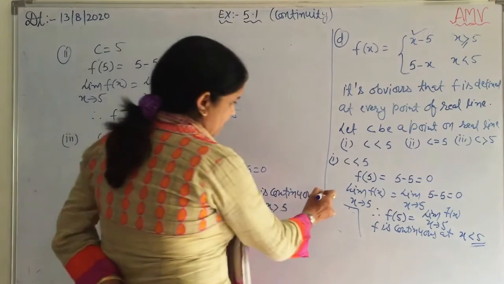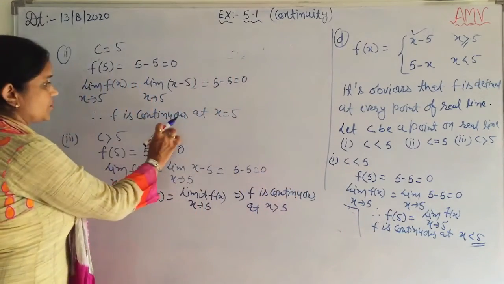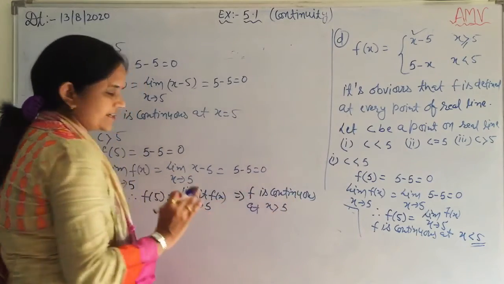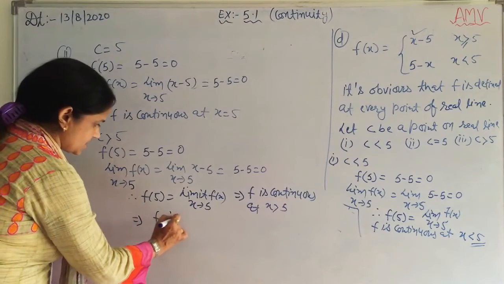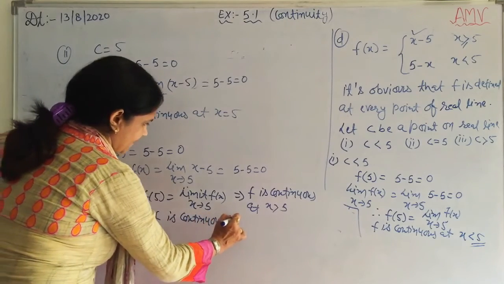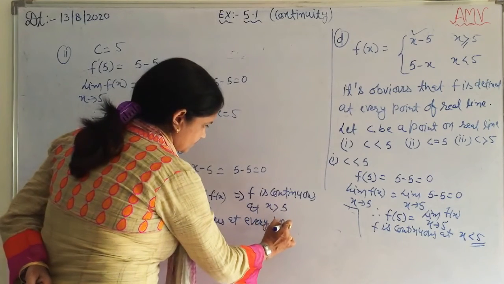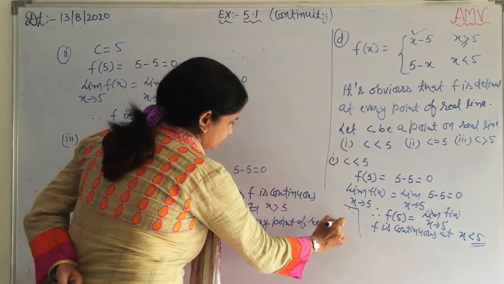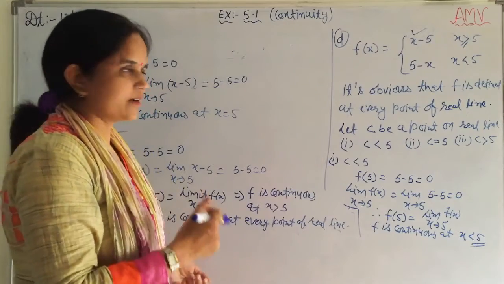Now see, f is continuous at x less than 5, f is continuous at x is equal to 5, and f is continuous at x greater than 5. So we can say that the function is continuous at every point of the real line. Function is continuous. Now next question.